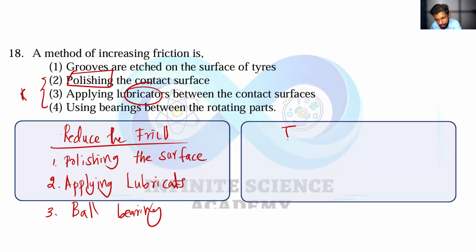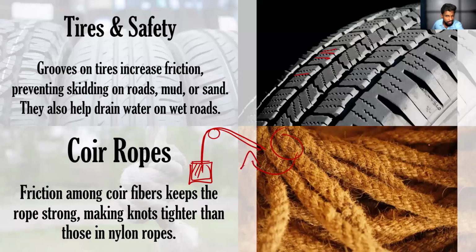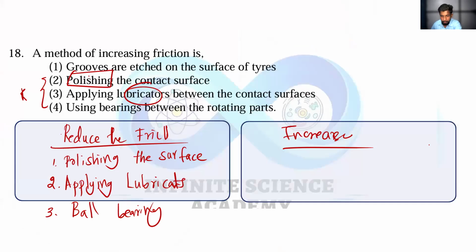How to increase the frictional force? By making the surface rough. Make the surface rough, in the tire, in the coir ropes.